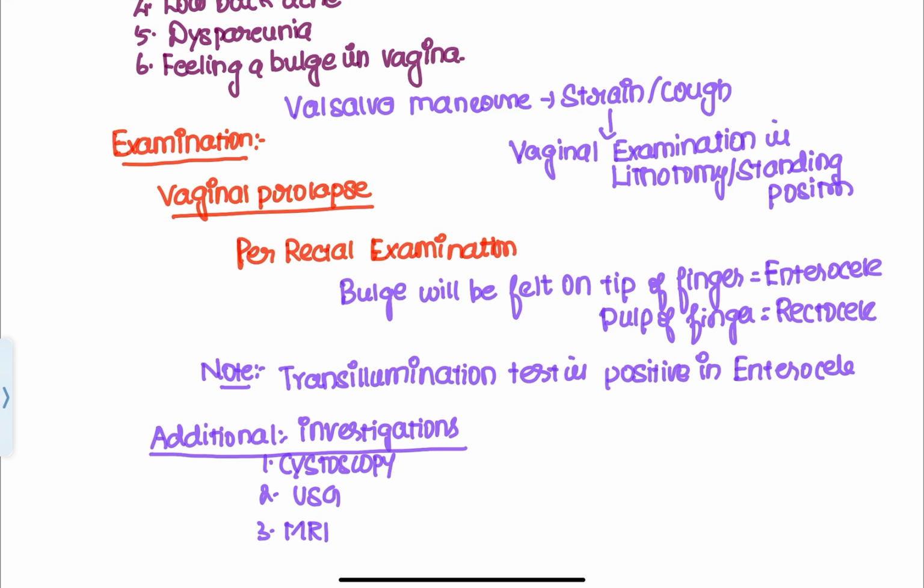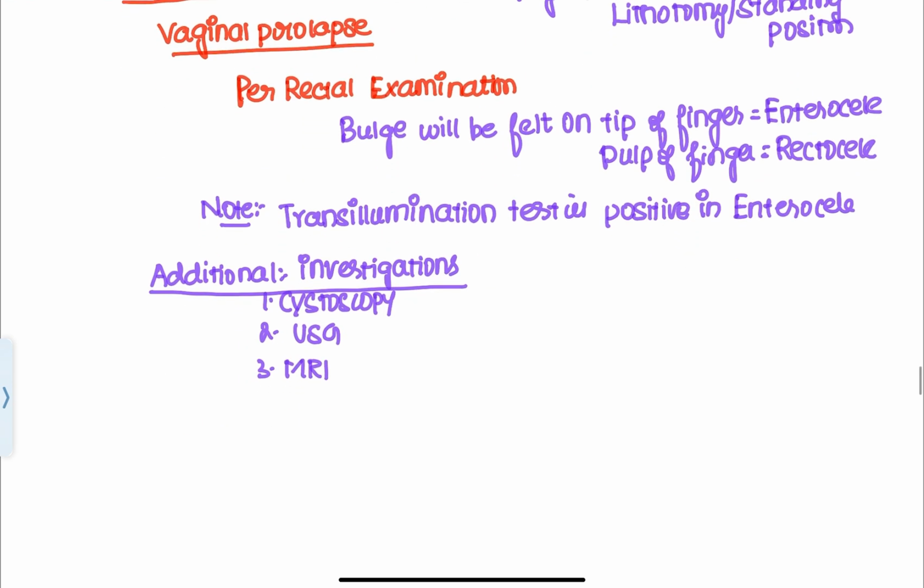One important point is that many have a confusion about the trans illumination test, where you shine a torch and see. Trans illumination test is positive in enterocele and it is negative in rectocele. Please remember, trans illumination test is positive in enterocele and negative in rectocele.